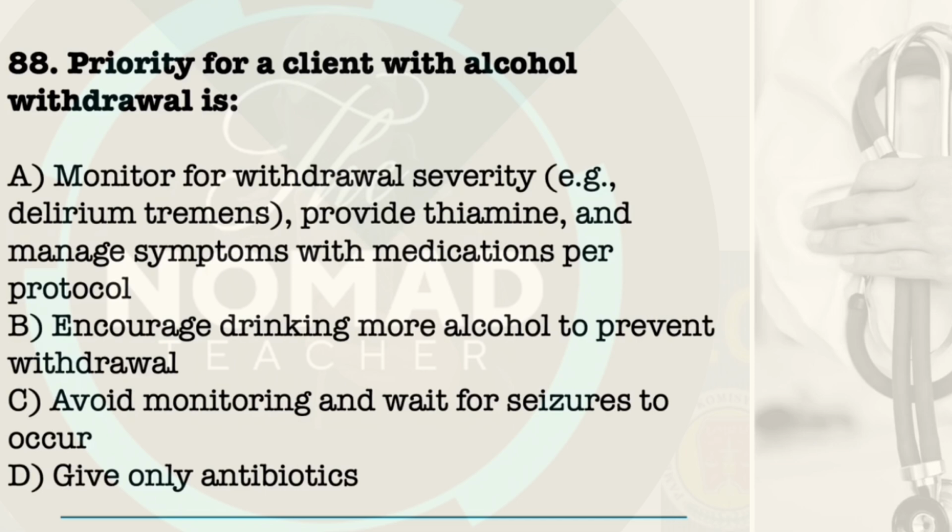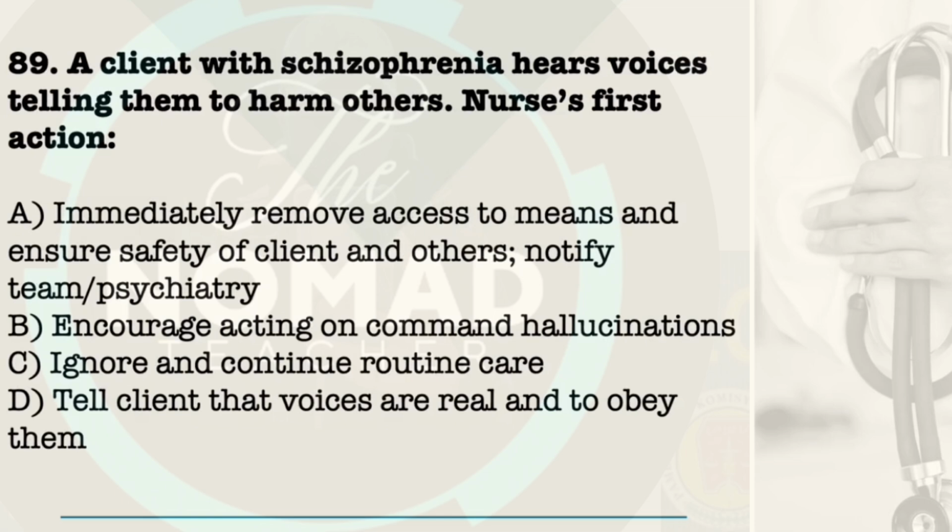88. Priority for a client with alcohol withdrawal is: A. Monitor for withdrawal severity, for example, delirium tremens, provide thiamine, and manage symptoms with medications per protocol. B. Encourage drinking more alcohol to prevent withdrawal. C. Avoid monitoring and wait for seizures to occur. D. Give only antibiotics.